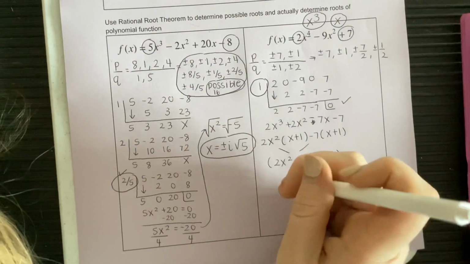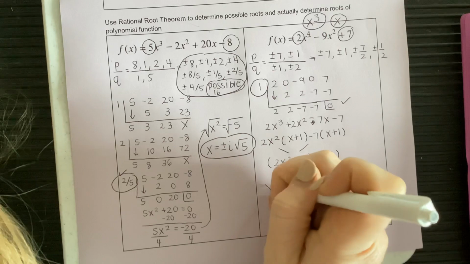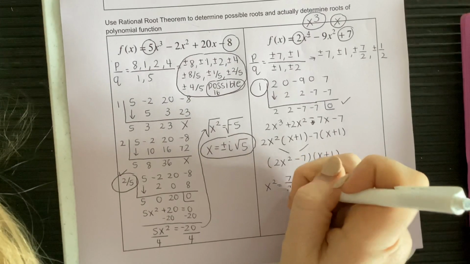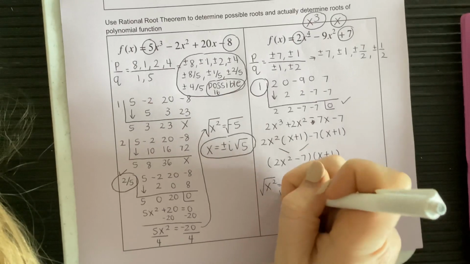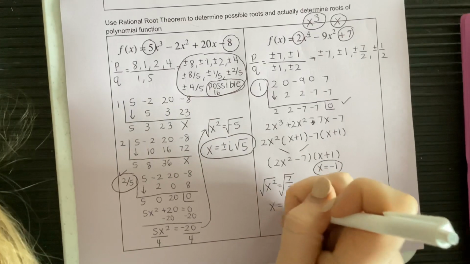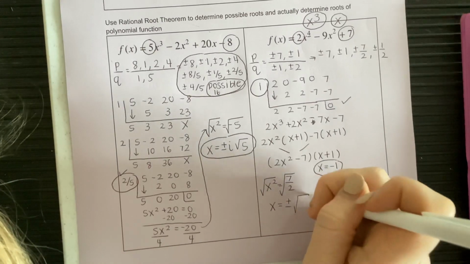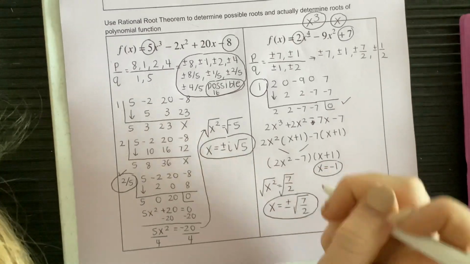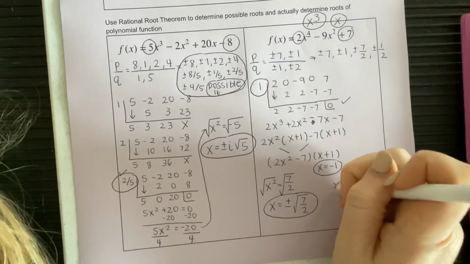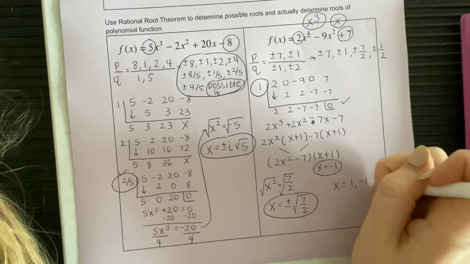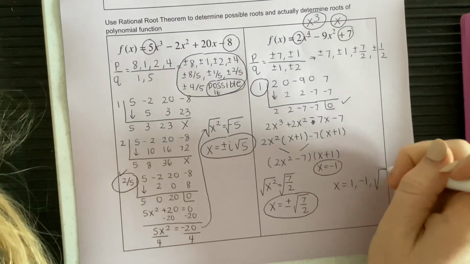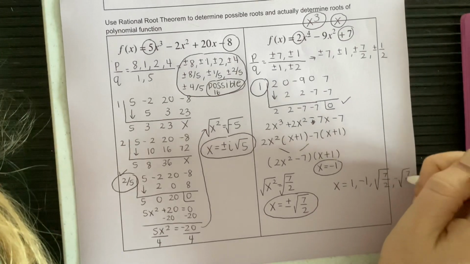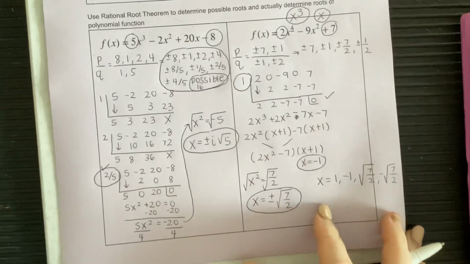So if we set this equal to 0, you end up getting x squared is equal to add 7 divided by 2, 7 halves. And then you take the square root. X is equal to plus or minus the square root of 7 halves. So all your zeros: x equals 1, -1, the square root of 7 over 2, the negative square root of 7 over 2. Did I make all that?